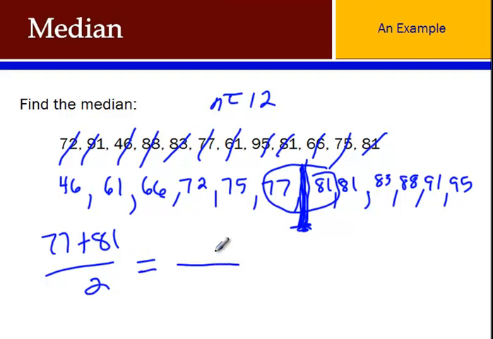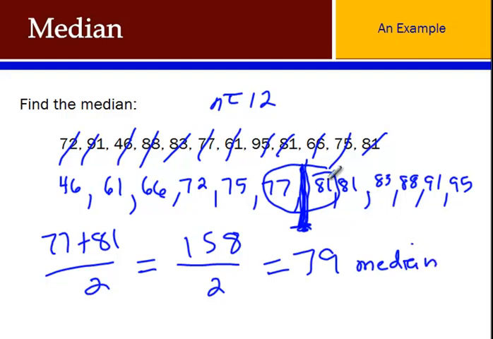So in our numerator, we get 158 divided by 2, which is going to be 79. So 79 is our number that is our median. There are 6 numbers above that median. There are 6 numbers below that median.